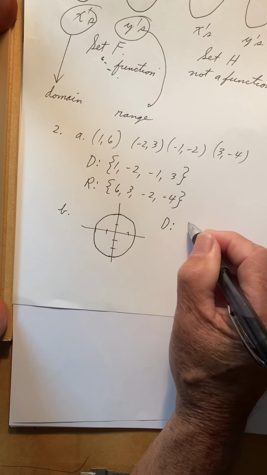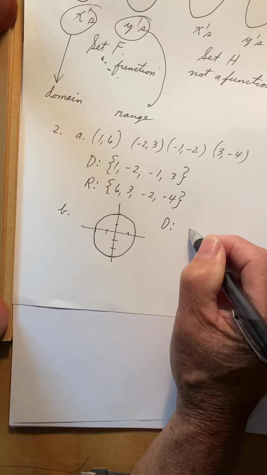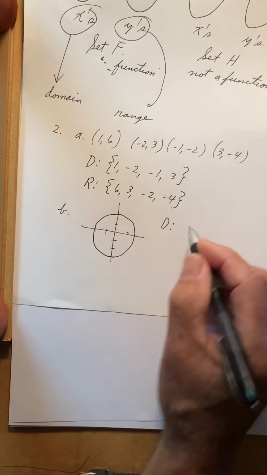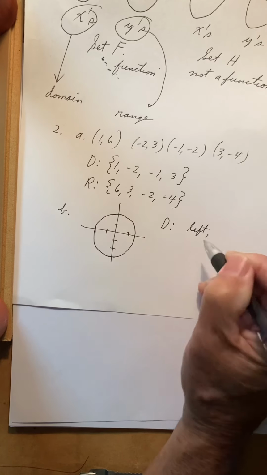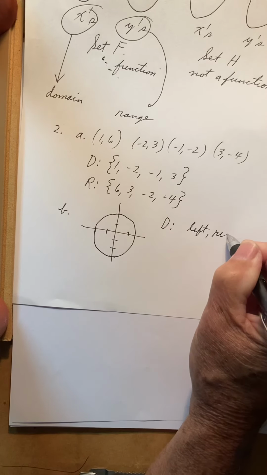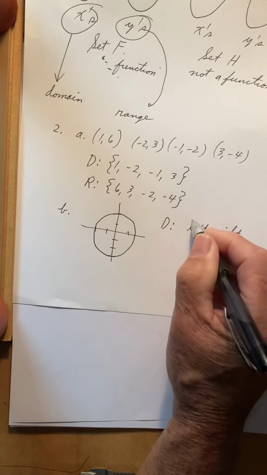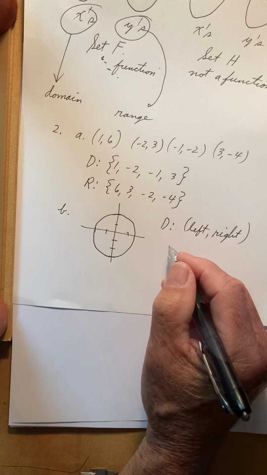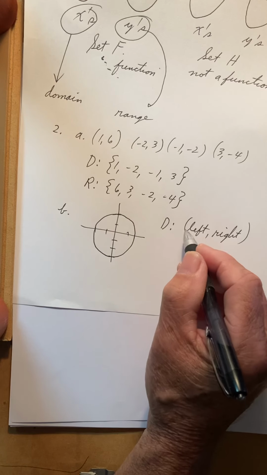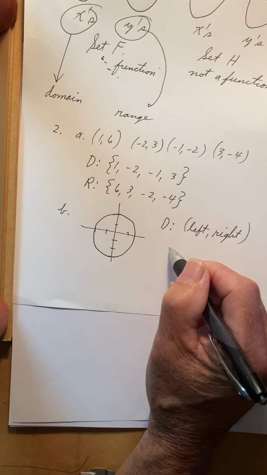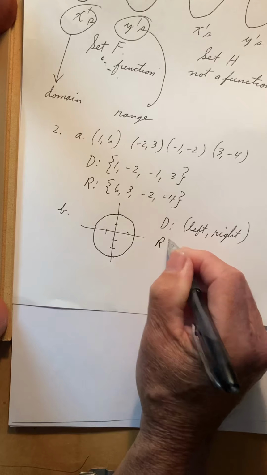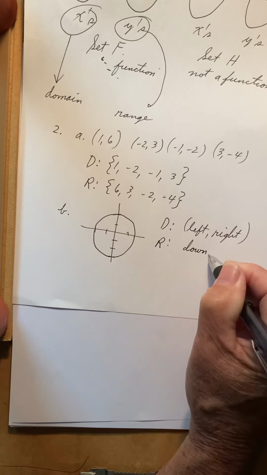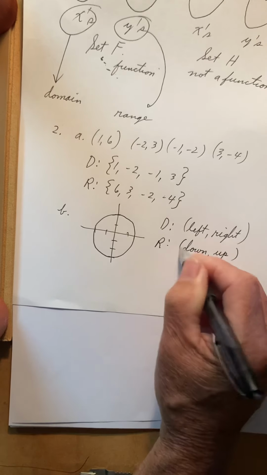It will be all the x values as far to the left as possible, and all the x values as far to the right as possible. And I'll put them in parentheses, but I'm going to show you also that we can use square brackets in addition to parentheses. But on the range, we want to see how far down does the graph go and how far up does it go.